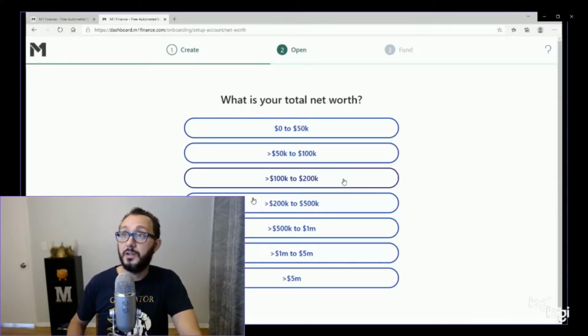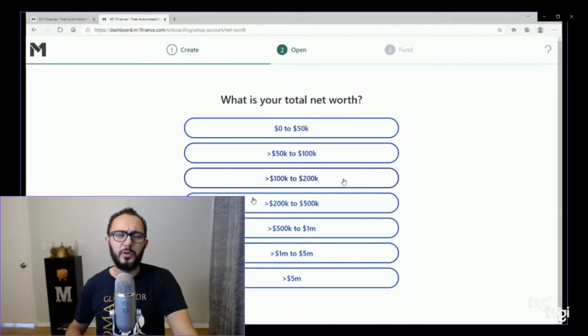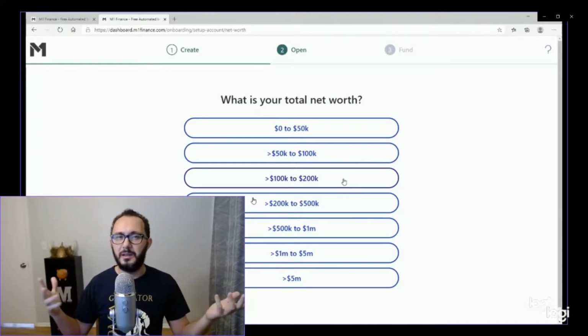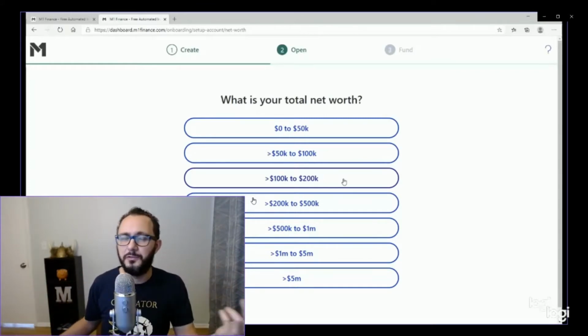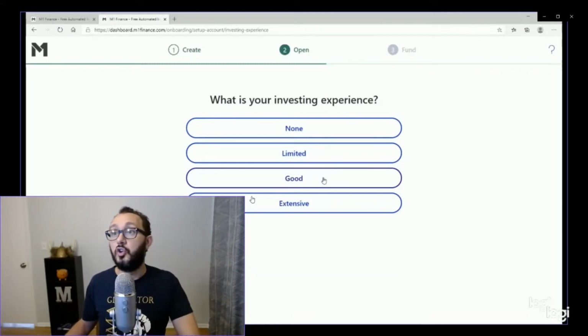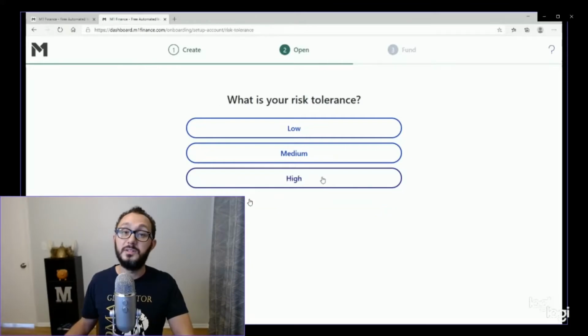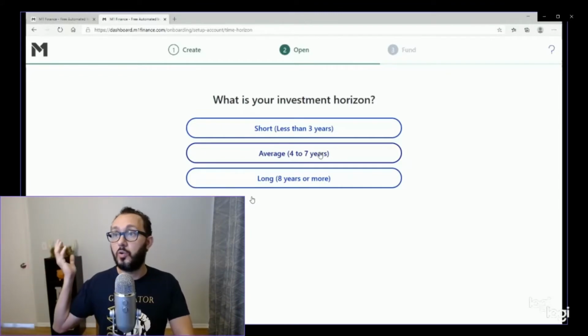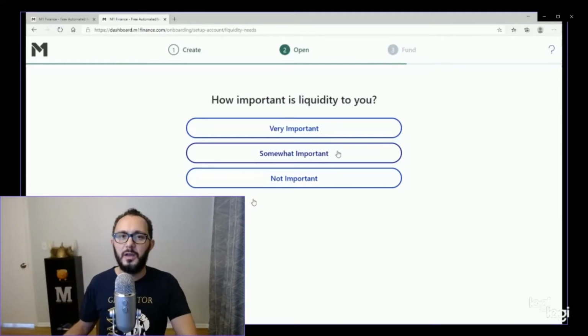They ask what is your total net worth. Total net worth is everything that a person owns, cash, investments, and they're not asking for full accuracy, they just give you a few brackets and then you fall into one of those. What is your investing experience? None, limited, good or extensive? Risk tolerance, low, medium or high? What is your investment horizon? Short, less than 3 years, average 4 to 7 years, and long 8 years or more. And then how important is liquidity to you?